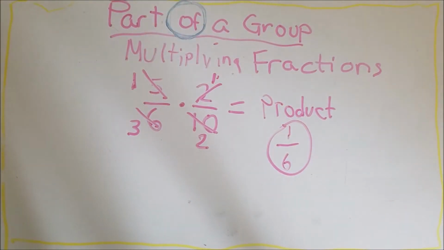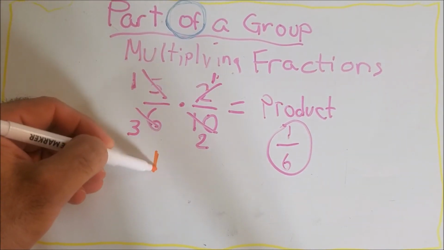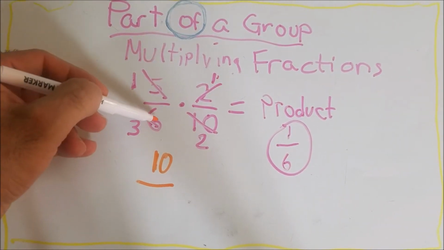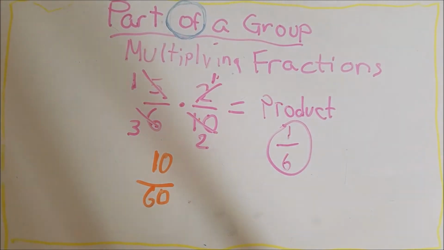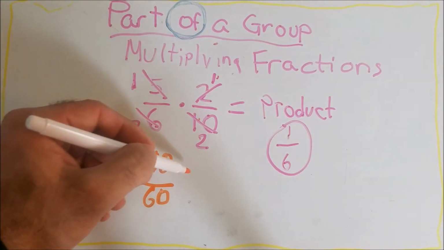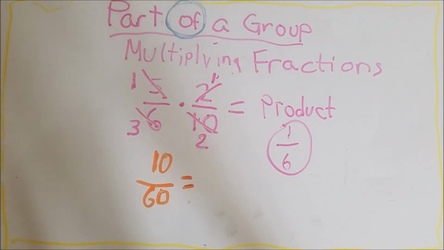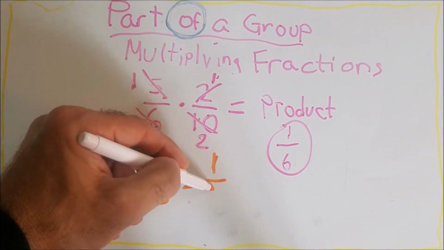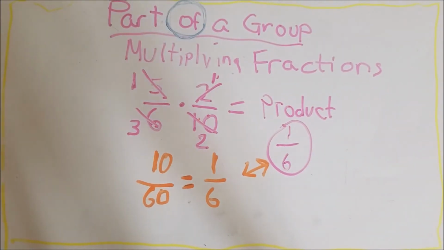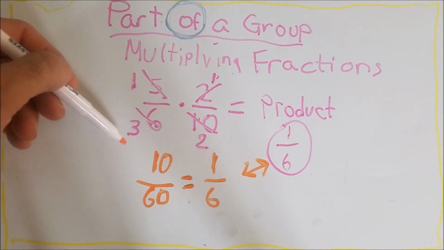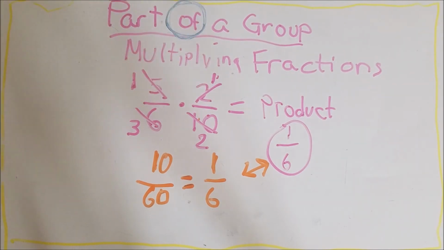Now, if you didn't do that, I'll use a different marker. 5 times 2 is 10, and 6 times 10 is 60. You would have had that, and you would have had to reduce anyway. So 10 goes into 10 once, and 10 goes into 60 6 times, and we get the same answer. So if you want to, you can reduce right away like we did on top, or you can just multiply across and then reduce later.